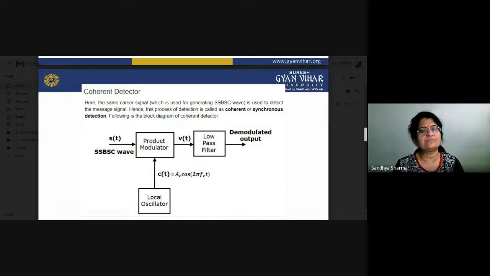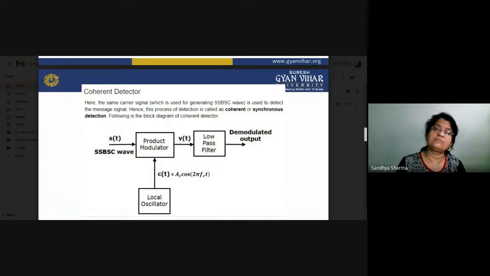So here, if you are transmitting the SSB-SC signals, meaning you are not transmitting the carrier signal with your modulating signals, then what will happen here? You have to again generate the same phase and frequency carrier signals at the receiver part. That is also a complicated process because it is very tough to generate the same phase and frequency signals at the receiver. So this type of receiver is very costly to design.